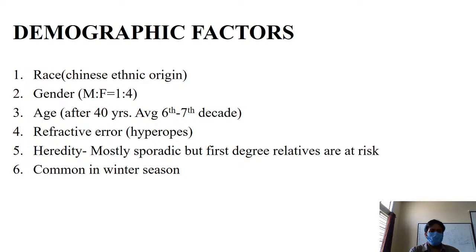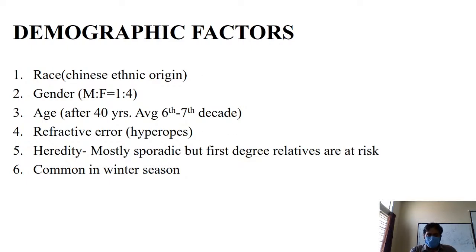So what are the demographic factors or risk factors? It is more common in Chinese ethnic origin. If you remember, primary open angle glaucoma is more common in African or American communities. This is more common in Chinese because they have short axial length. And it is more common in females, the male to female ratio is 1:4, and mostly it presents after 40 years, that is in the 6th and 7th decade, and patients most commonly have hyperopia.